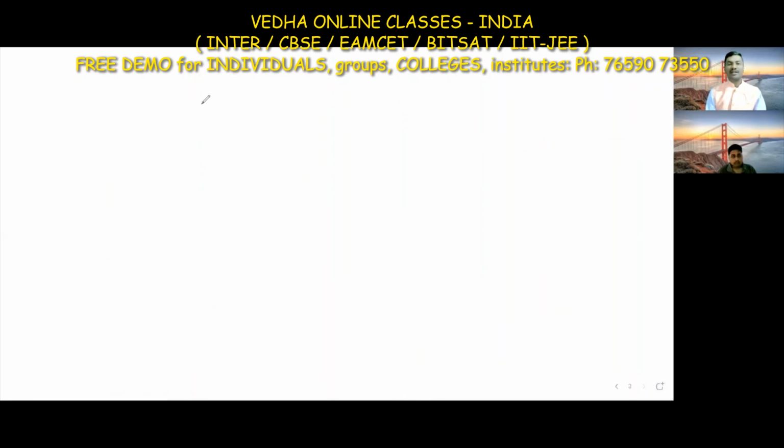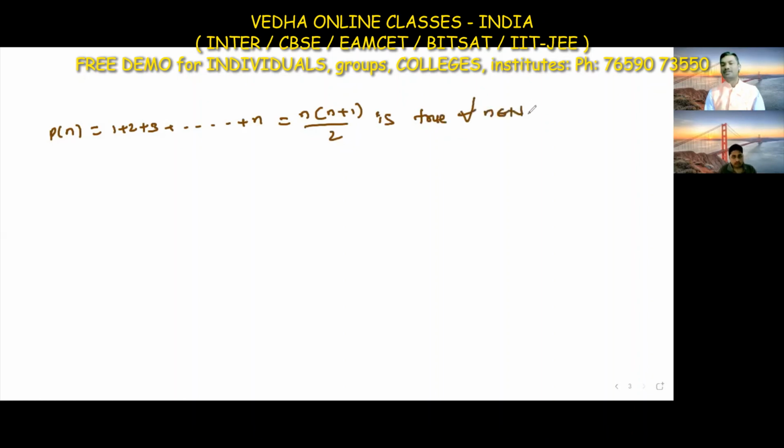So by the mathematical induction method, P of n equals 1 plus 2 plus 3 and so on up to n equals n into n plus 1 by 2 is true for all n belongs to N, natural numbers. For all, in words or in symbol, we can write any one, not both. Okay, for all n belongs to N. So this is the required solution. Understood?